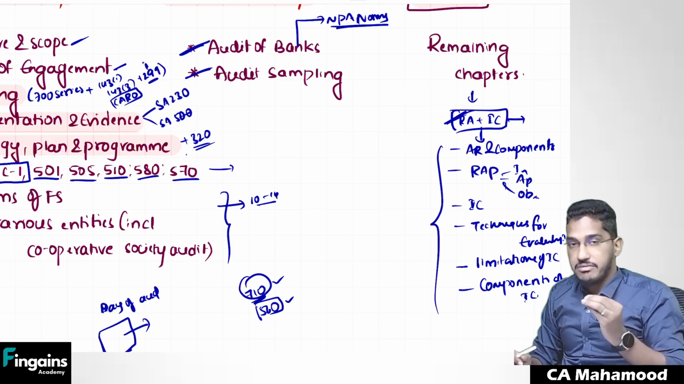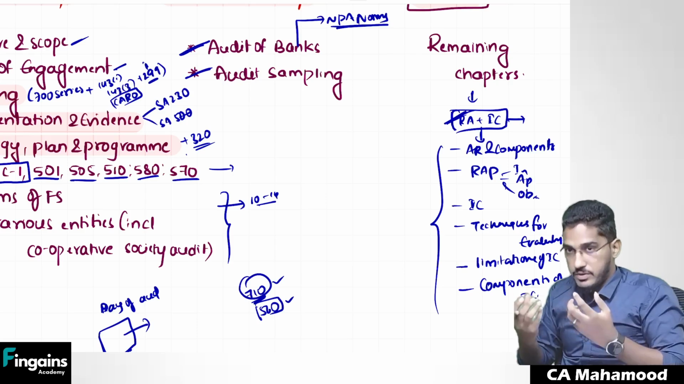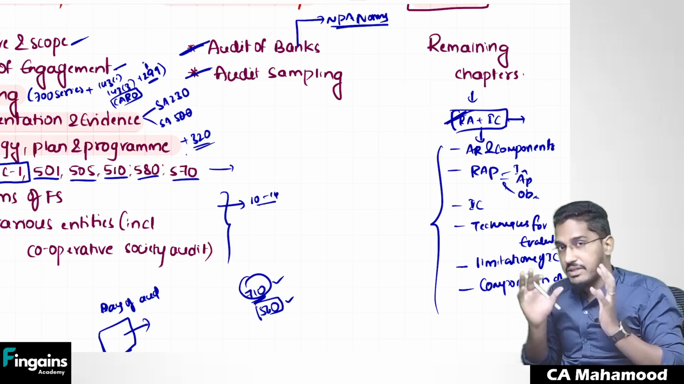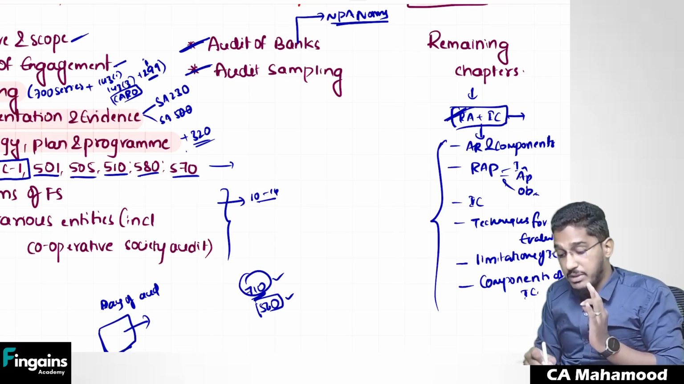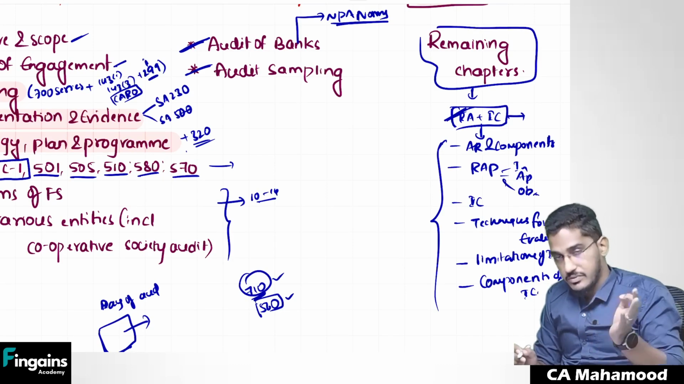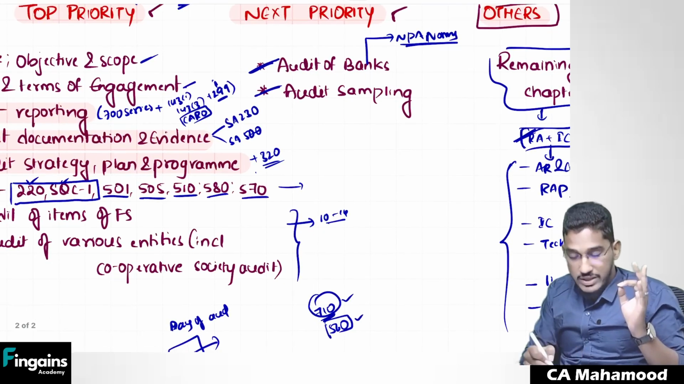If at all you are not comfortable with not revising the entire chapter, some people will have that fear. "Sir, how can I leave the entire chapter?" So if you are having that fear, at least try to do these concepts from the risk assessment and internal control chapter. But I am telling you, keep it for the last. If excess time is available, do it; don't do the risk assessment chapter without doing these other things.